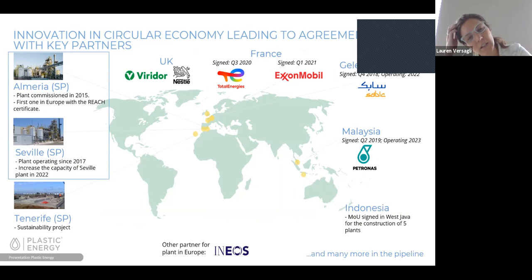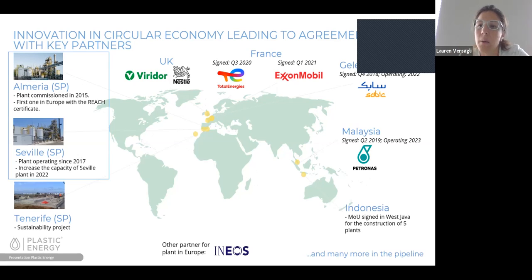To give you an idea of where we are with our project pipeline, on the left, the two locations that are boxed are the ones that are operating in the south of Spain. We have the pipeline to do two projects in France. One of those is with ExxonMobil and the other is with Total. We've broken ground on the project with Sabic in the Netherlands, so that is moving along. Viridor and Nestle are working on a project in the UK.